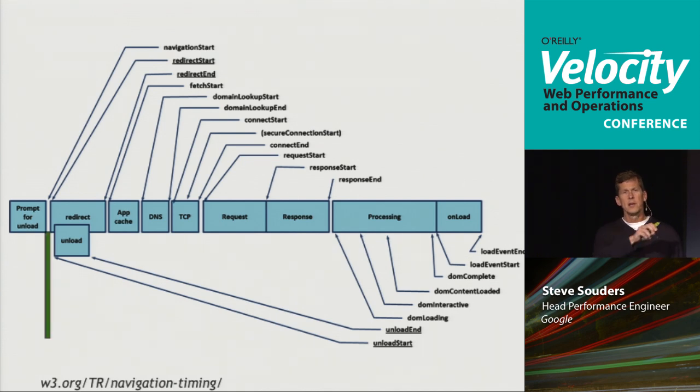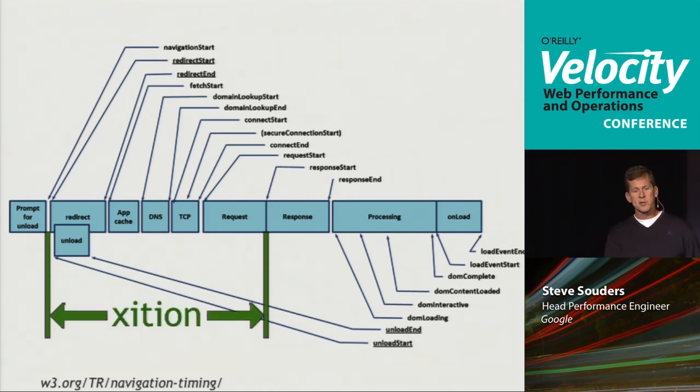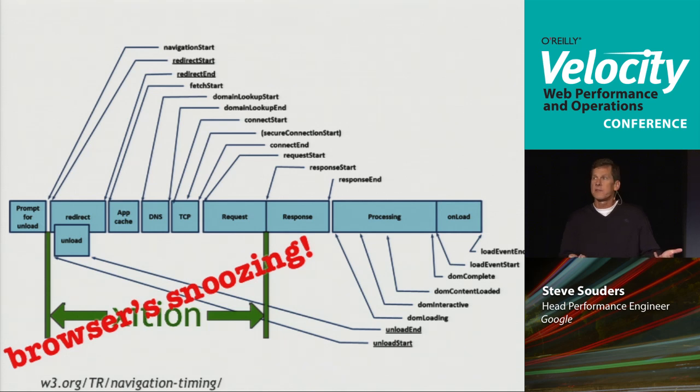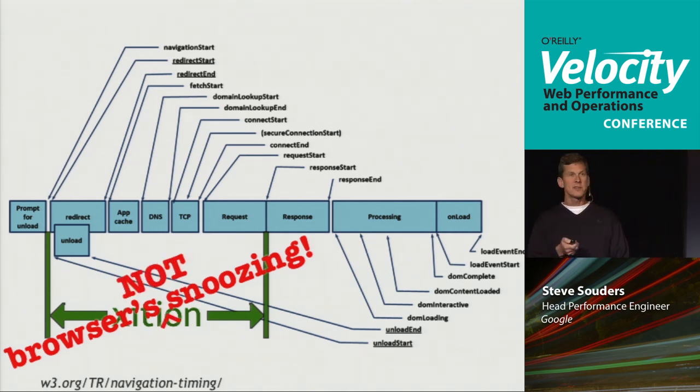If we look at this process flowchart for the Nav Timing API, there's this transition period between navigation start and when the first byte of the response comes down, where the developer does not have any foothold, right? The previous page is already unloaded, and the next page, not even a byte has come down. And so basically browsers are there twiddling their thumbs. They're not doing anything. They're just snoozing. But that's wrong. They're not snoozing.